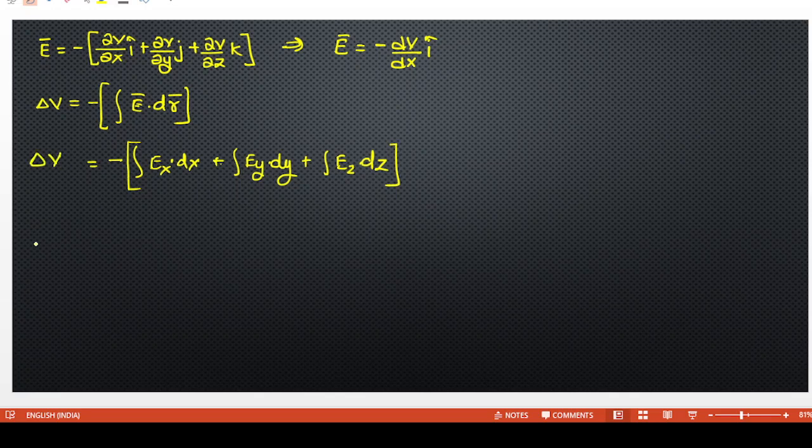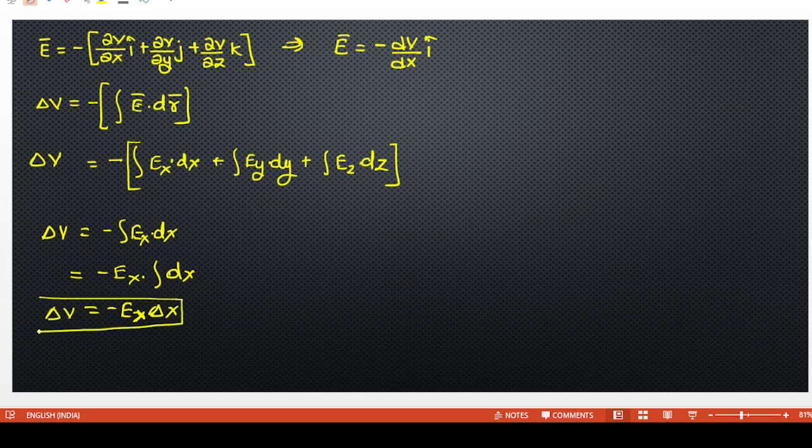If it is only a one-dimensional case, then delta V will be equal to minus integral of simply Ex dx. Now, what if our electric field is constant? Suppose it is a one-dimensional case and the electric field is constant or uniform over all positions. Then this E could be taken out of the integration. So inside the integration we will have only dx. Now integral dx can be written as delta x. So this is the formula we get for a uniform electric field.